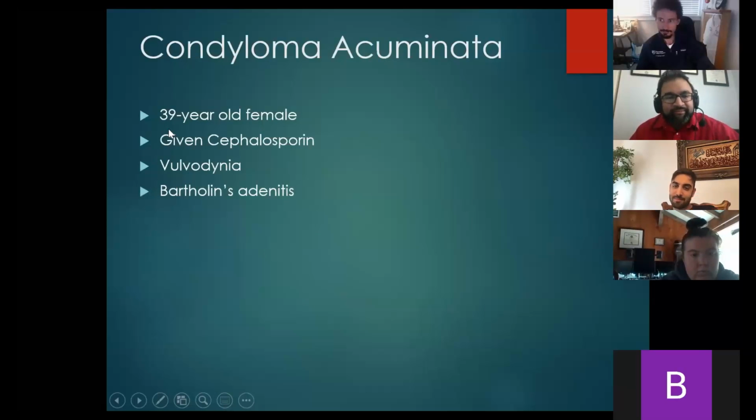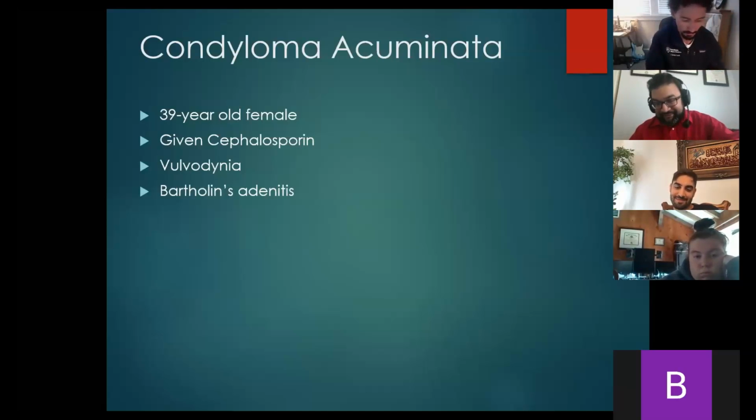So this is more of the history of this individual. 39-year-old female. She was initially given cephalosporin. She had some vulvodynia. Vulvodynia, what does that mean? Well, vulvodynia means pain in the vulvar region. So dynia means pain. Good to know that one. That's one that you should probably know by now.